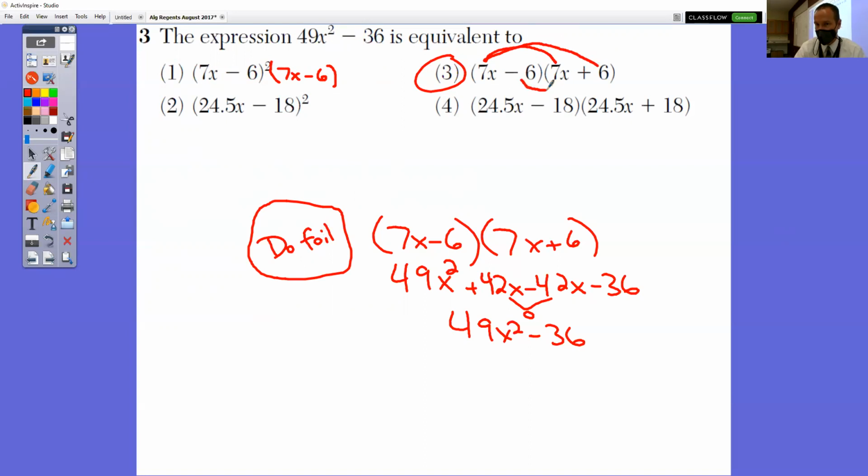Your inners, -6 times 7x is -42x. So we had a positive 42 and -42. Those cancel out. And then our last, -6 times +6, is -36. So all that we're left with is 49x squared minus 36 when we do this choice number 3. And that is what we started off with. If you did FOIL or the double distributive property to choice 1, 2, or 4, you would not get that answer.